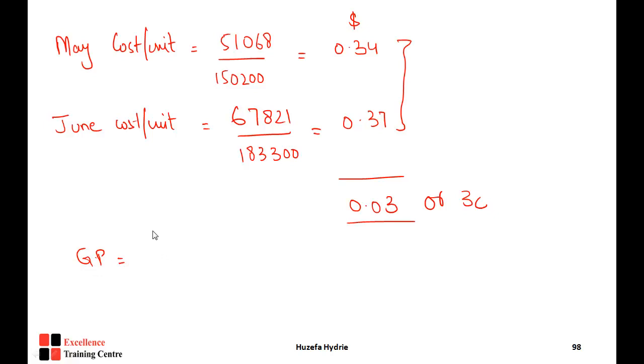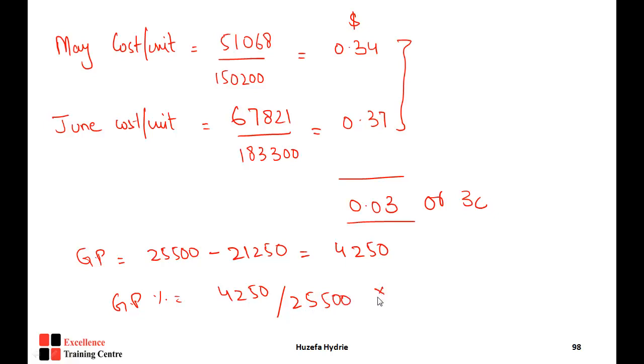So the formula for gross profit percentage is gross profit divided by sales. How do we calculate gross profit? Sales minus cost of sales. Sales over here is 25,500, and the cost of sales is 21,250. So that is our gross profit. How much is it? 4,250. So now, in order to calculate the gross profit percentage or margin, 4,250 divided by 25,500, that is sales, multiplied by 100. And what are we getting? 16.67%, that is your correct answer. Okay? Yes. Now, move on to the next question.